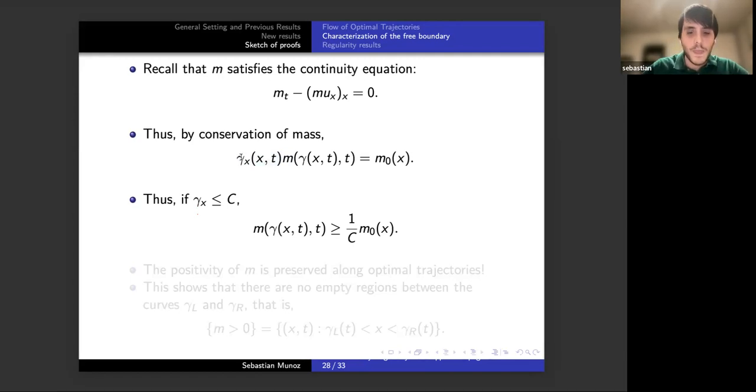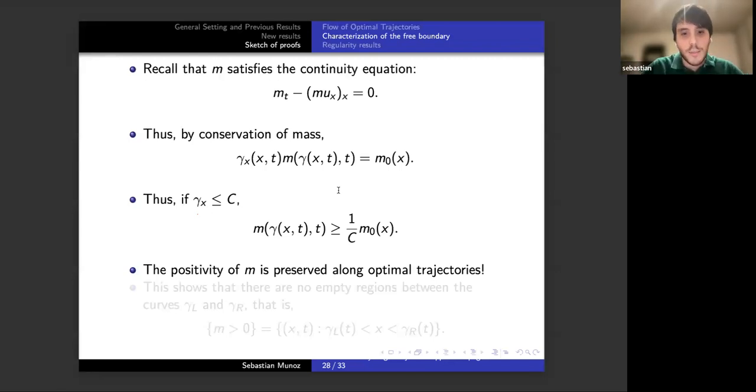But if we look at this equation, what this means is that the positivity of m is preserved along the optimal trajectories. So if we start at position x and we go along the trajectory gamma of x,t, then m is always going to be bounded below by a multiple of whatever m0 is. So if we start inside the support, the entire trajectory will remain with a positivity lower bound.